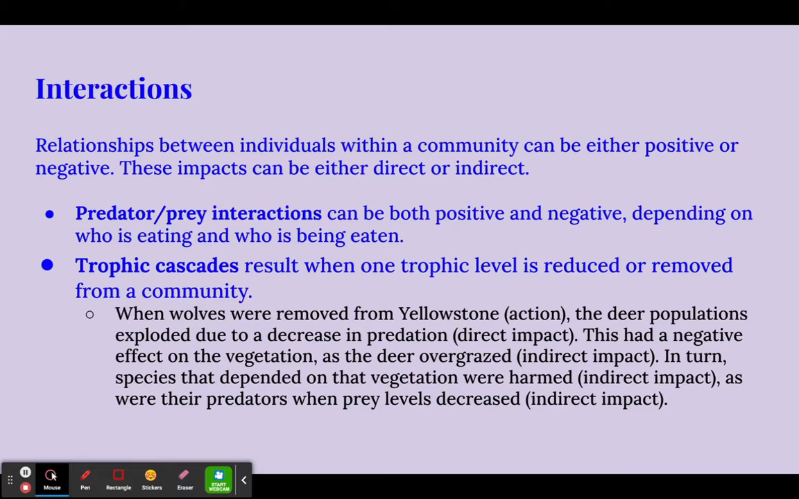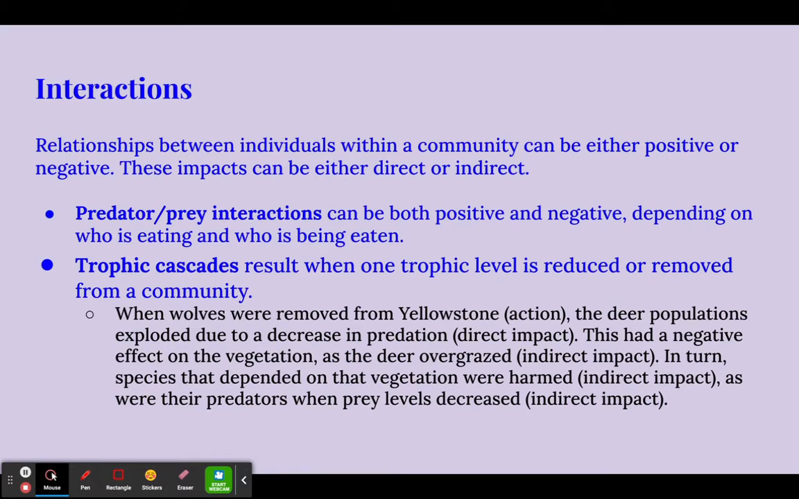So if you have a wolf population that is introduced into a community, they're going to have a negative effect on the elk population because they eat them and make their population go down. But because they're eating the elk, they will have a positive indirect effect on the plant population because now that the elk are being taken out and eaten, the plants are able to thrive more. So, direct, indirect, and positive and negative go hand in hand. It depends on what species you're talking about.